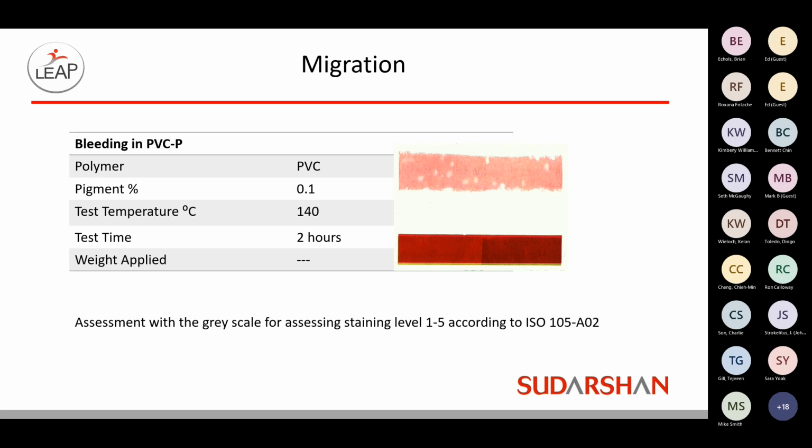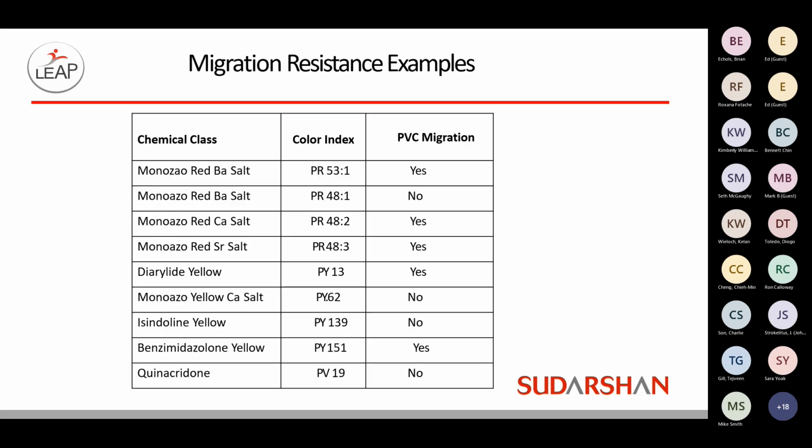Migration is another property that we found to be directly related to chemistry for the most part. This is also given a 1 to 5 rating based on the grayscale, so that we can assess how much staining is achieved with that particular pigment. In general, here are some chemistries that have a good response as well as a poor response to migration.